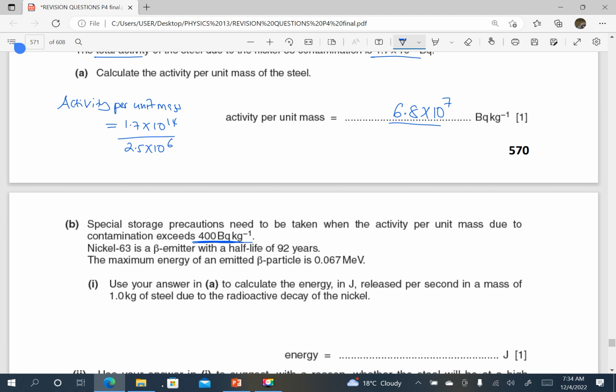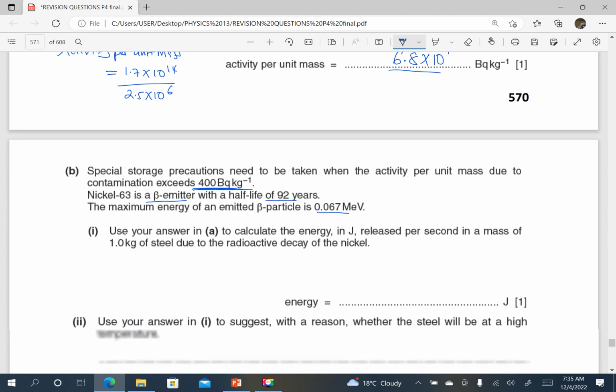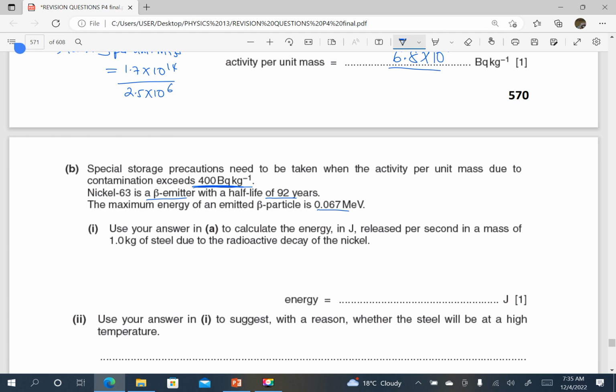Nickel 63 is a beta emitter with a half-life of 92 years. The maximum energy of an emitted beta particle is 0.067 mega electron volts. Use your answer in A to calculate the energy in joules released per second in a mass of 1.0 kilograms of steel due to the radioactive decay of the nickel. Use your answer in A.